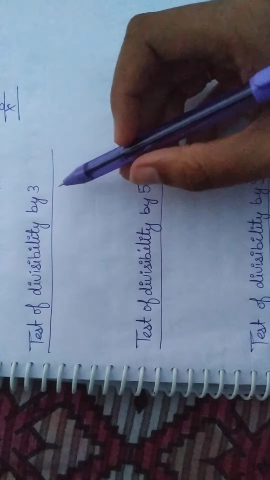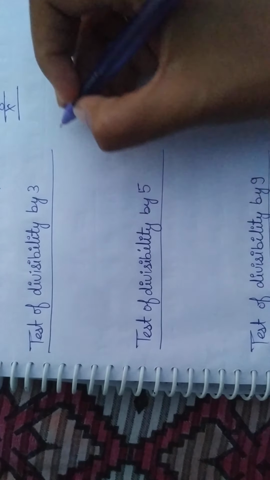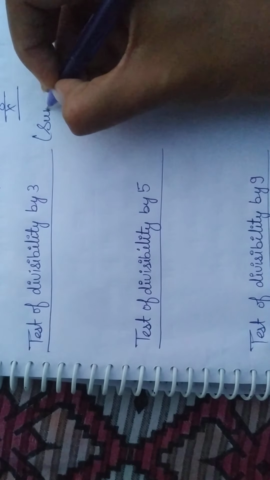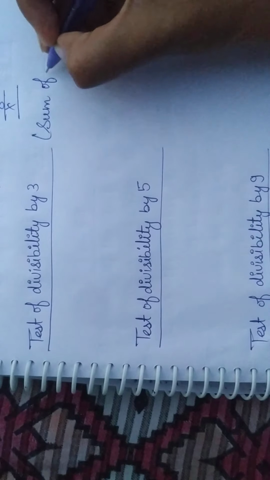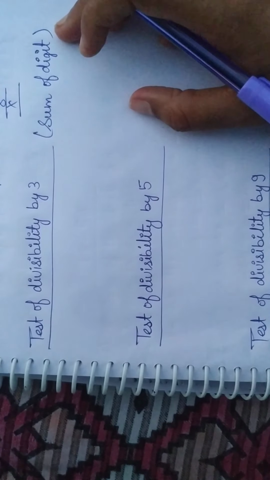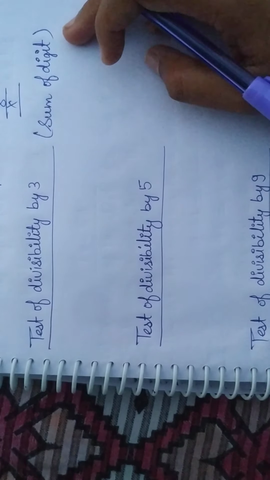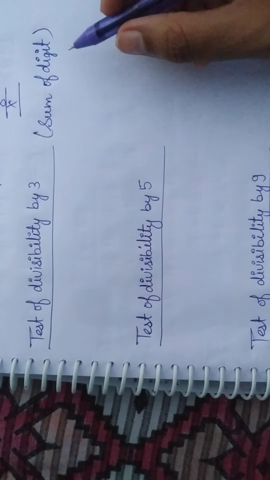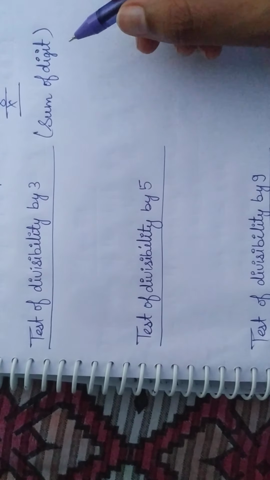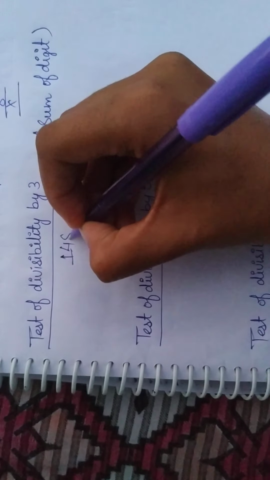Now test of divisibility by 3. For checking the divisibility test of 3, you have to add sum of the digit. You have to add all the digits. So first you have to add all the digits, and then after you have checked whether the sum of the digits are divisible by 3 or not. If sum of the digits are divisible by 3, then you can say the given number is divisible by 3. So one example I can show you, 148.